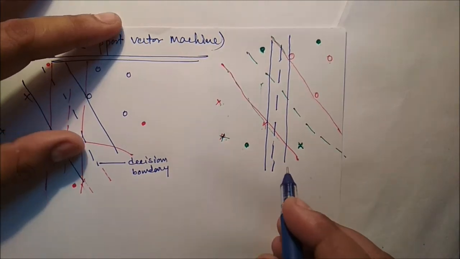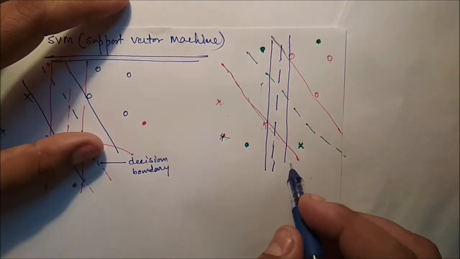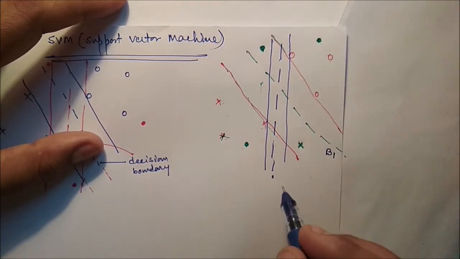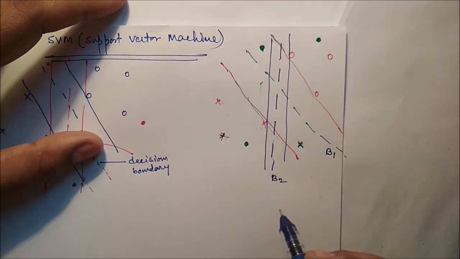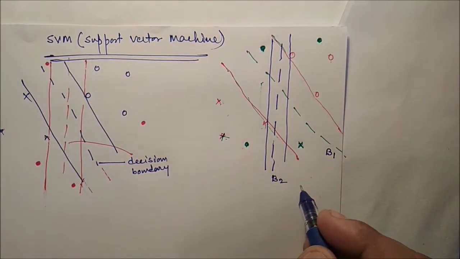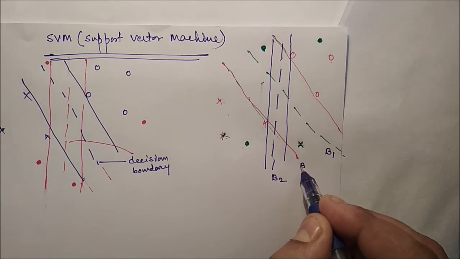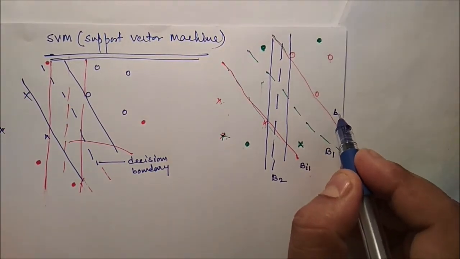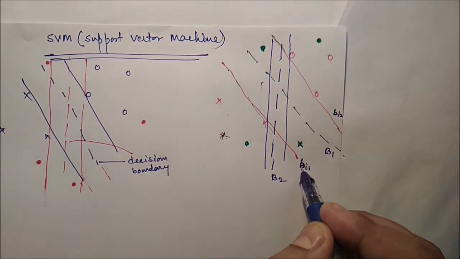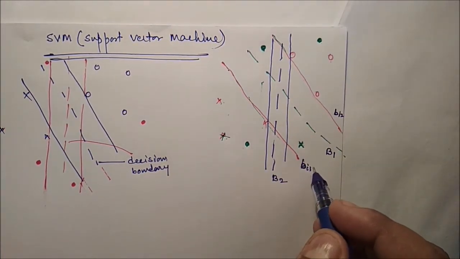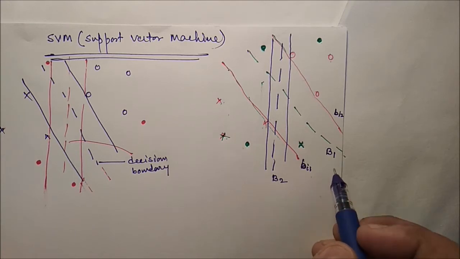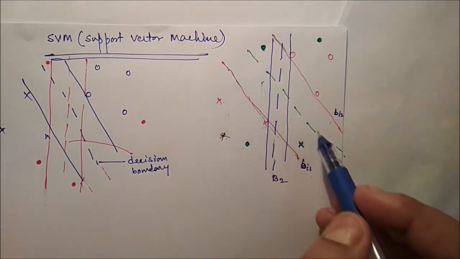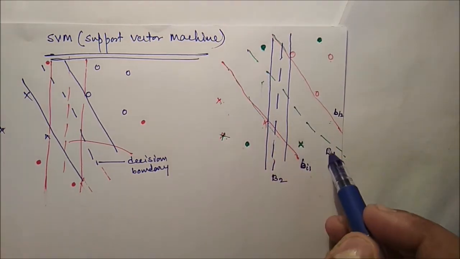Okay, now say B1 is a decision boundary and here B2 is a decision boundary. B11 and B12 are a pair of hyperplanes, a pair of lines which are parallel to the decision boundary.